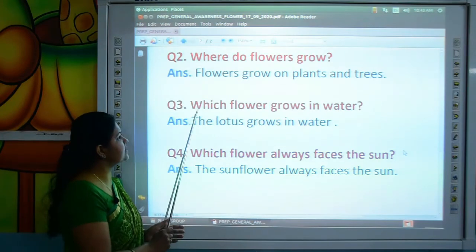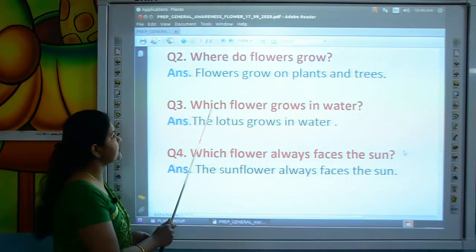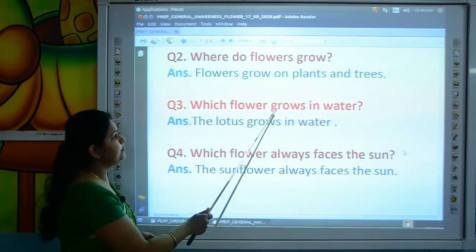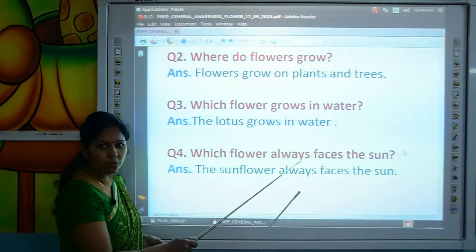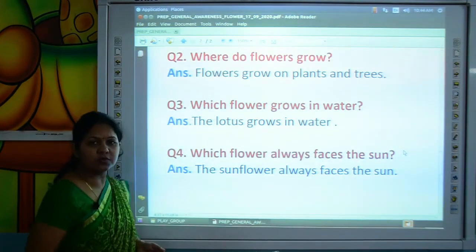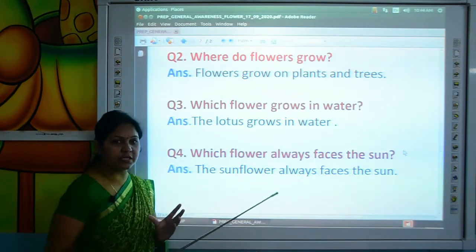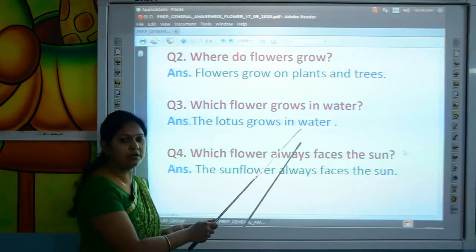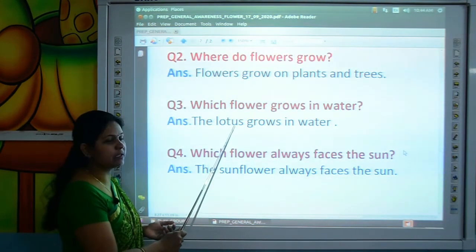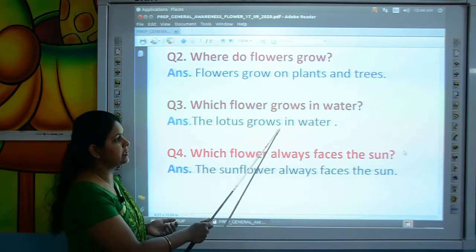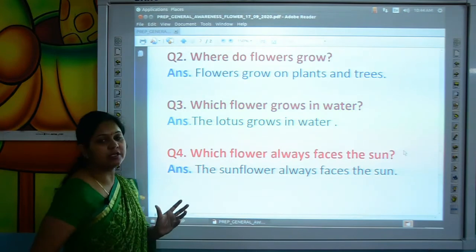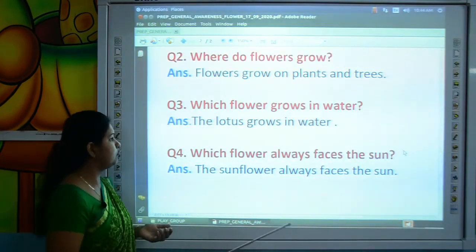Now move to the next question. WHICH, which. FLOWER, flower. GROWS, grows. IN, in. WATER, water. Which flower grows in water? The lotus grows in water. THE, the. LOTUS, lotus. GROWS, grows. IN, in. WATER, water. The lotus grows in water. Move to the next.